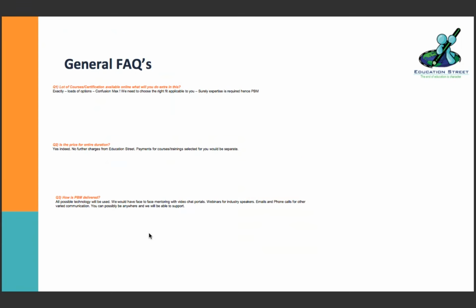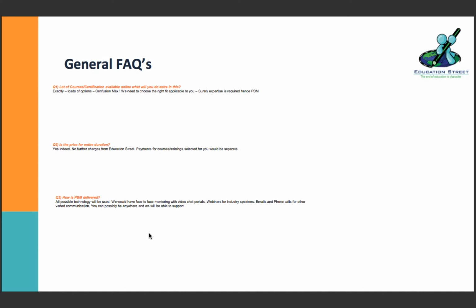General FAQs: a lot of courses and certifications are available online. What will you do extra in this? Exactly my point. The moment I decide I want to learn ethical hacking, I can just go today and find out. You will get around 1,000 options for ethical hacking. Which is a suitable one? Which is the right body? Which is going to be widely available and acceptable across the world? We will be able to help you because we have already done that search for you.